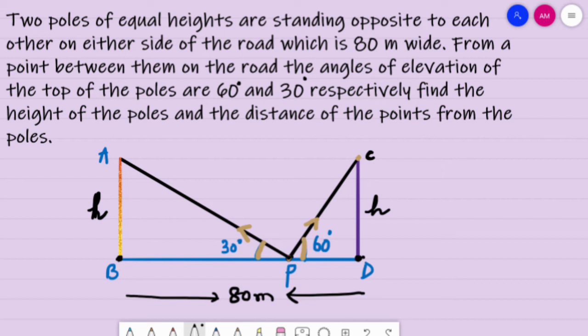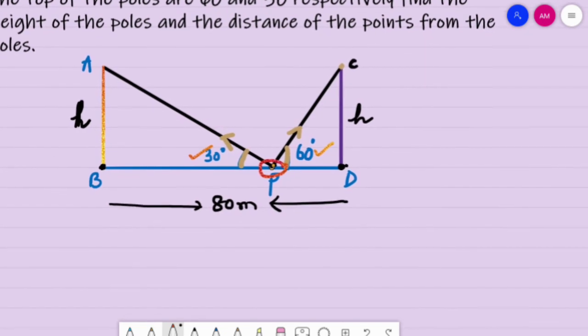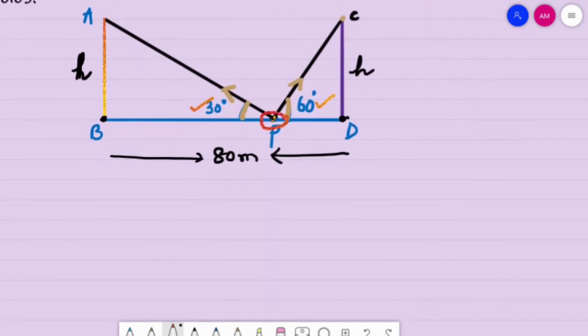There is a point P in between these two poles, and from that point the angle of elevation to one pole is 30 degrees and to the other pole is 60 degrees. Now you have to find the distance of point P from B and point P from D, as well as the height AB and CD, since AB and CD are of the same height. Now let us see what we can do. Okay. Now let us start.